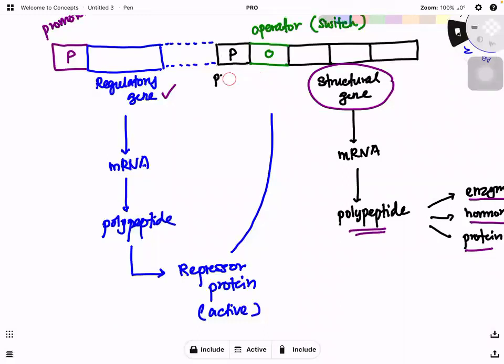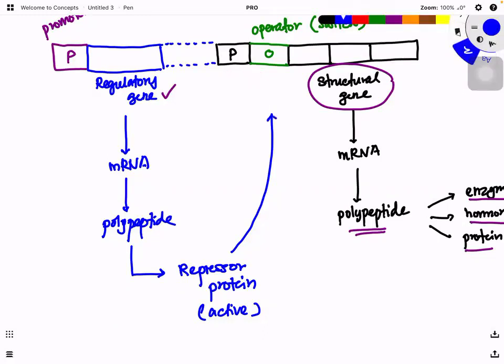Okay, try to imagine, they bind to the operator. Sometimes these repressor proteins are quite large. When they bind to the operator, can you see that they block the promoter? You realize that they block the promoter, which means that RNA polymerase cannot bind to the promoter anymore. Realize that? So what's the function of the regulatory gene?